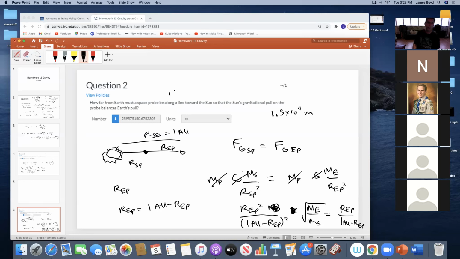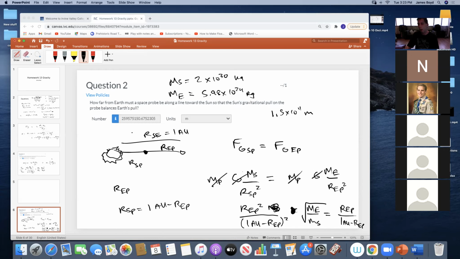Mass of the Earth is usually given as 5.98 times 10 to the 24th kilograms. Mass of the sun is sometimes 2 times 10 to the 30th. If it's not, it's like 1.99 times 10 to the 30th. There may be a typo in your book. One of our editions had a typo that it had like 1.99 times 10 to the 28th, which was really weird. But basically, you just set these two forces of gravity equal.